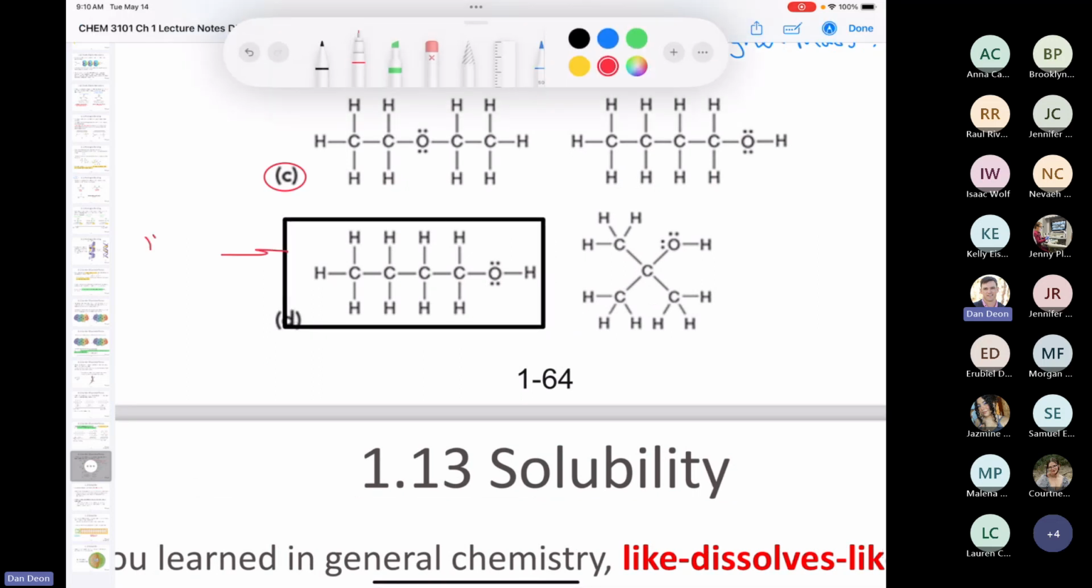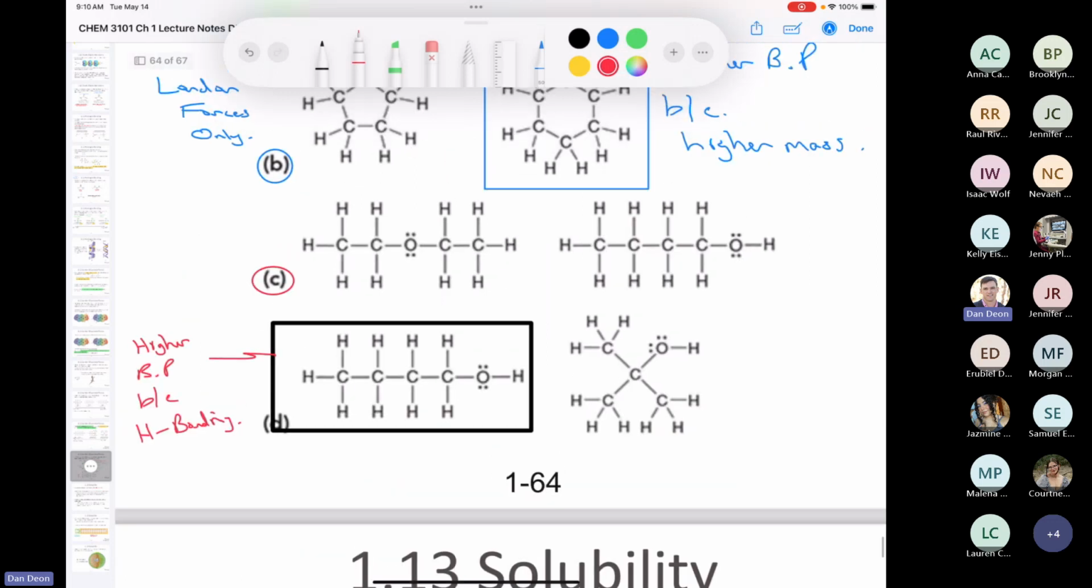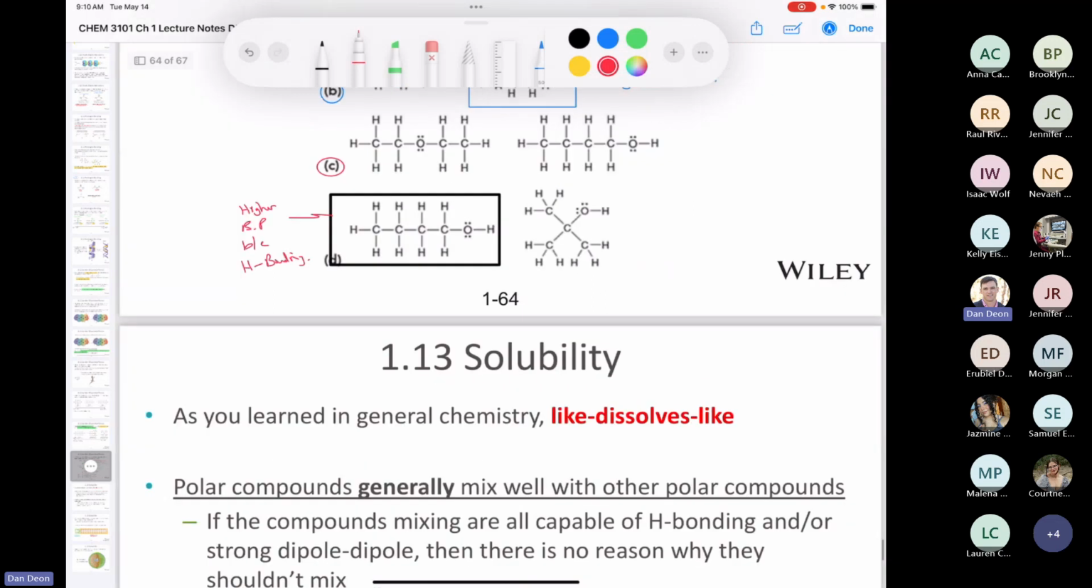Anyhow, so we'll put here higher boiling point because of hydrogen bonding. Okay, and there's a higher power that doesn't want me to answer C and leave it on the screen, so I'll just leave it the way it is.